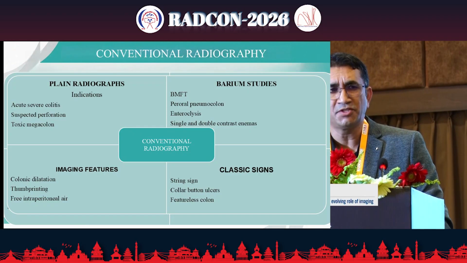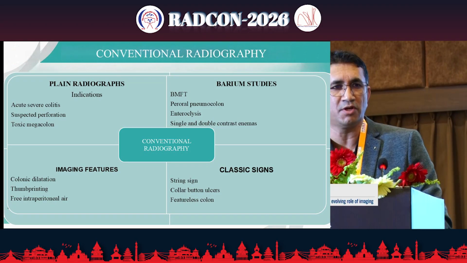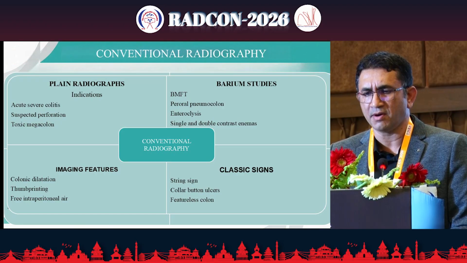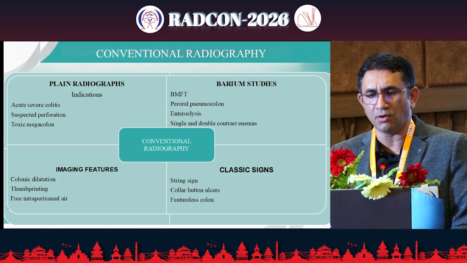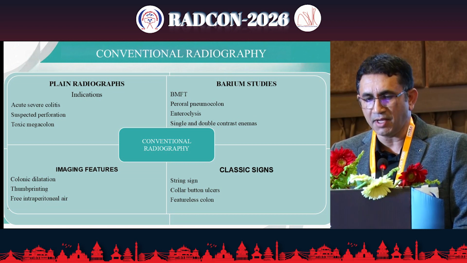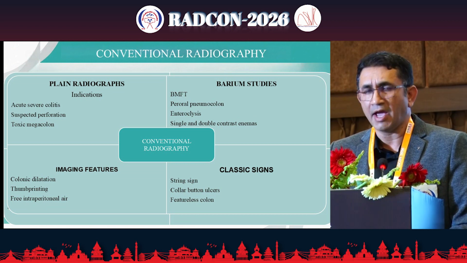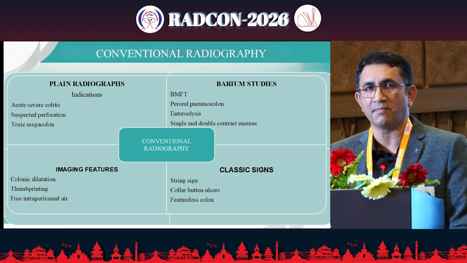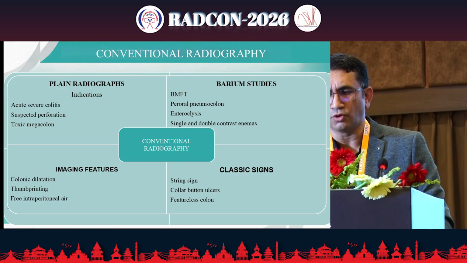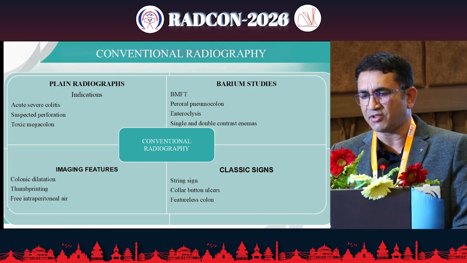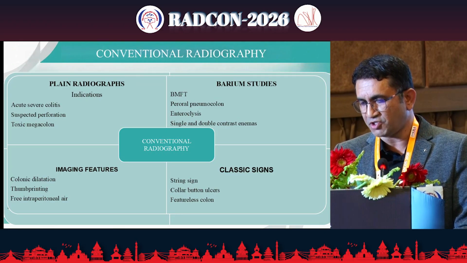Any imaging should always start with the conventional radiograph, which is used as the first line imaging modality whenever a patient comes with acute severe colitis, suspected perforation, or toxic megacolon. The imaging findings, we all know, are colonic dilatation, thumbprinting, and free intraperitoneal air. Barium studies, although nowadays very seldom used because of lack of availability, include barium follow-through, per-oral pneumocolon, enteroclysis, etc. The features we see are the string sign, collar button ulcer, and featureless colon.